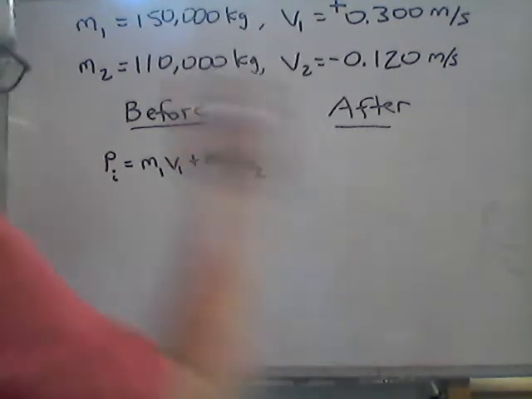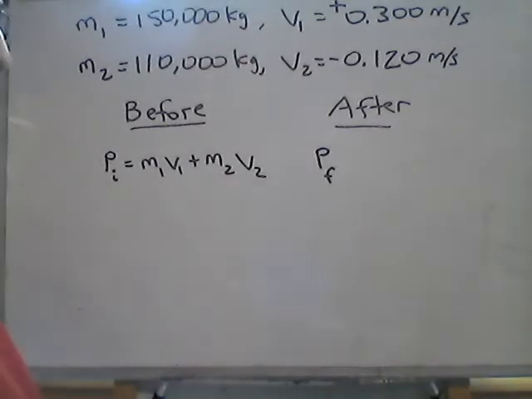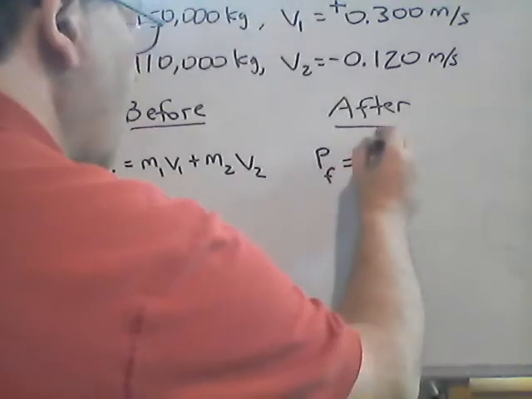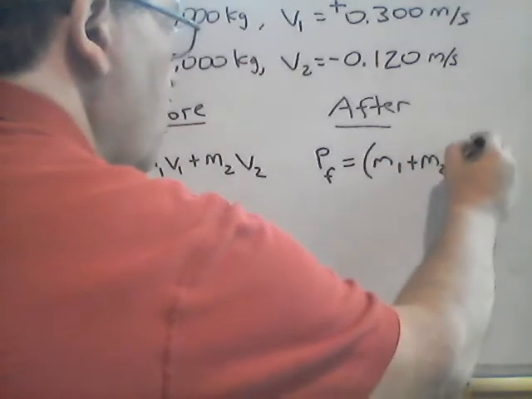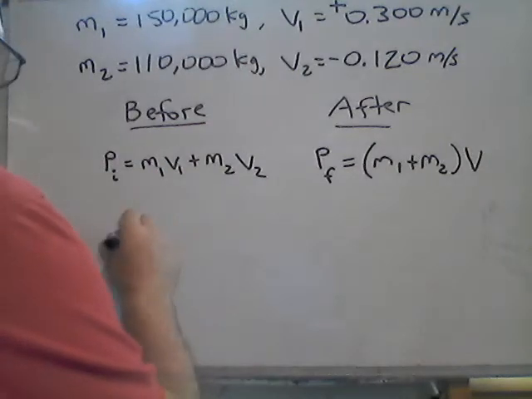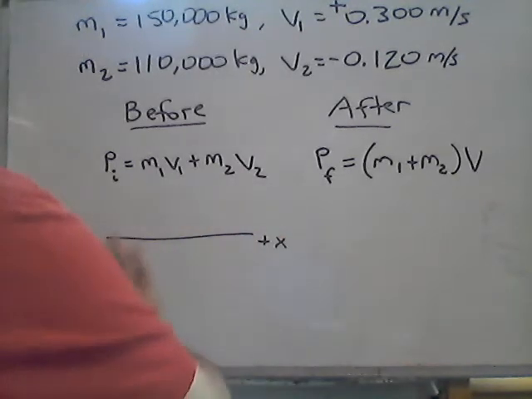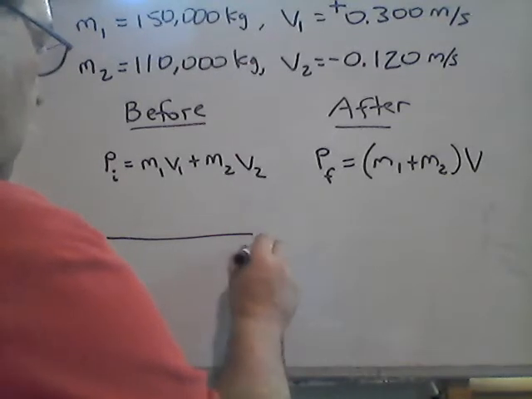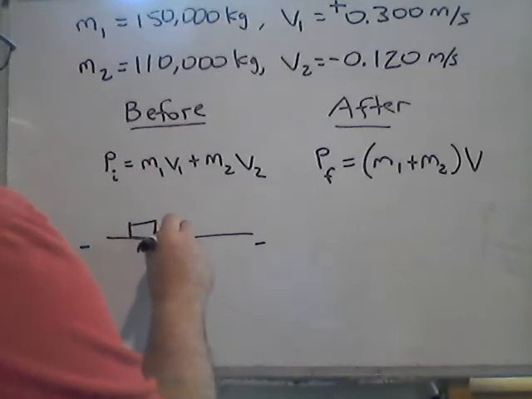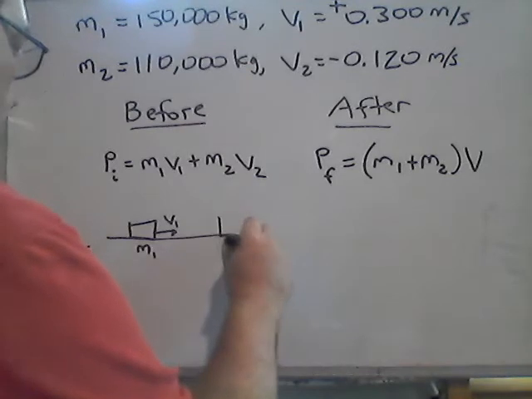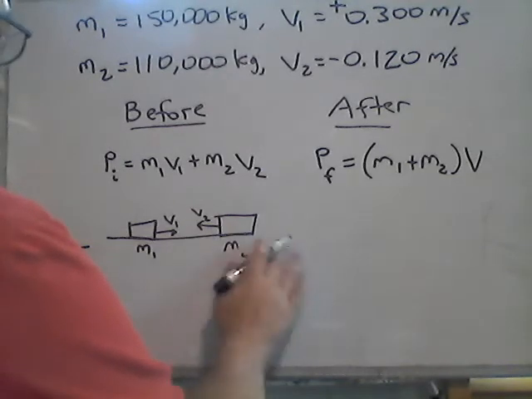So again, I want to calculate the total momentum. Afterwards, P sub F, I'm assuming that the two bodies now stick together and move as one. So now they all move as a single mass, M1 plus M2, and they'll move at a constant V. So again, what do I have initially? Here's my positive, and negative, I'll say plus and minus. Initially, I have M1 going at little V1, and I have M2 going at little V2.